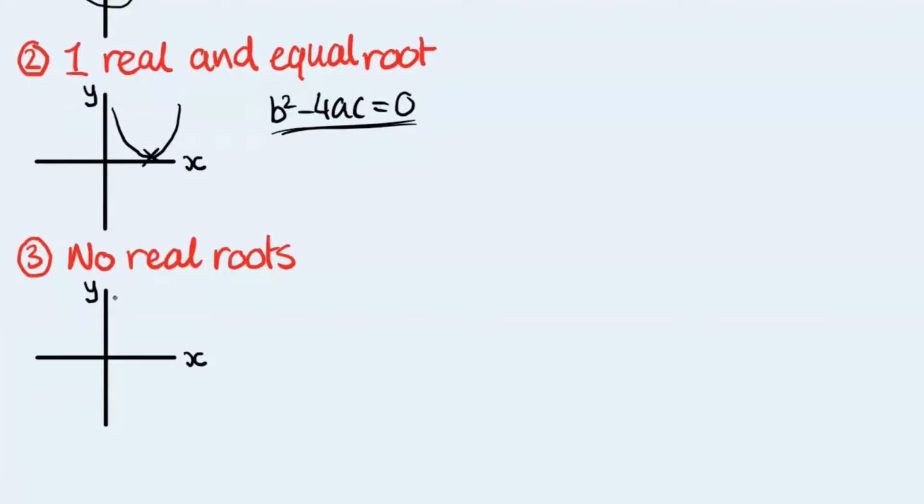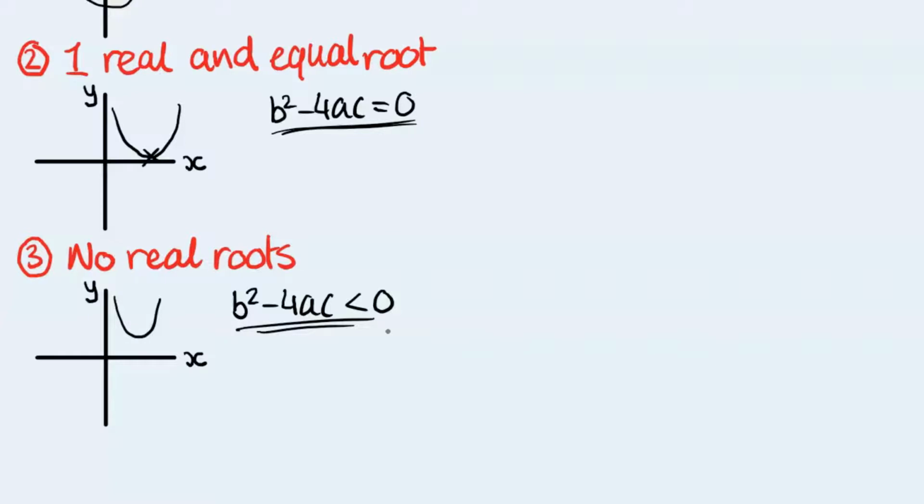So the parabola won't touch the x-axis at all. It'll just float above or below somewhere. It won't intersect with the x-axis, alright? So how does the discriminant tell you that? The discriminant, b squared minus 4ac, will be less than 0, okay? So when you get given a quadratic equation, you use the discriminant formula, and if the number is less than 0, that's when you know the quadratic equation has no real roots, okay?